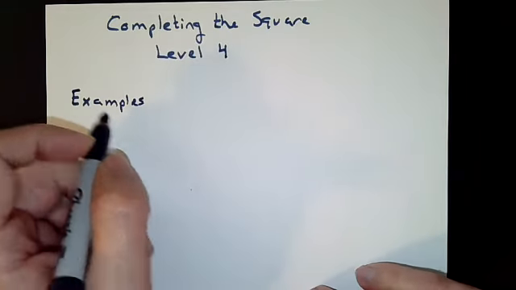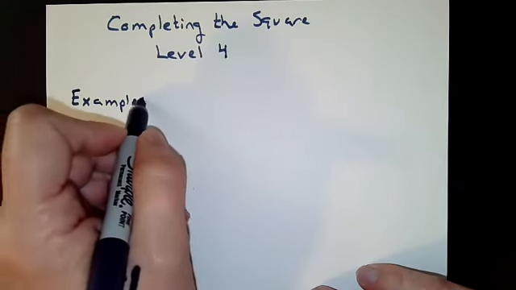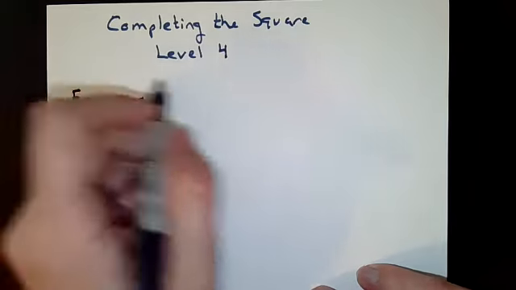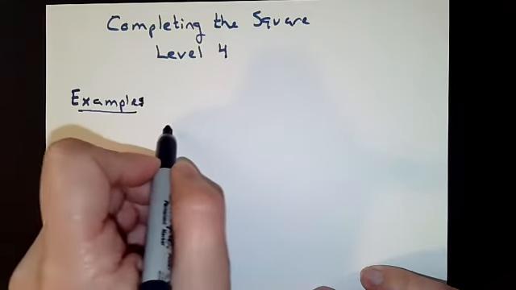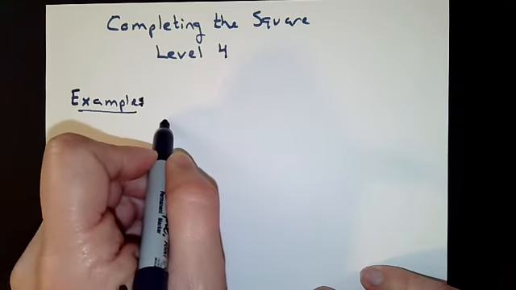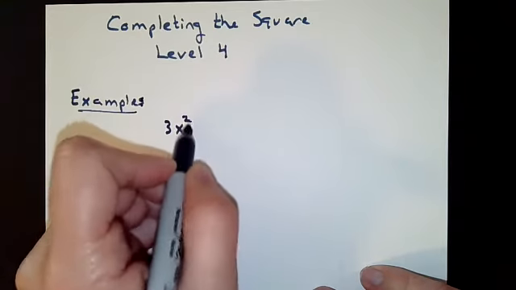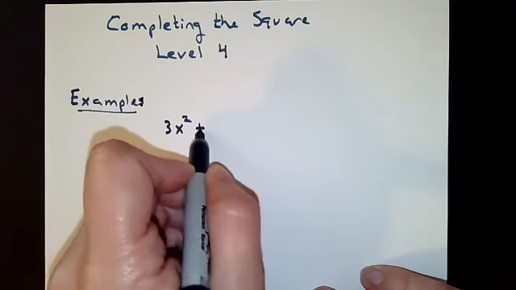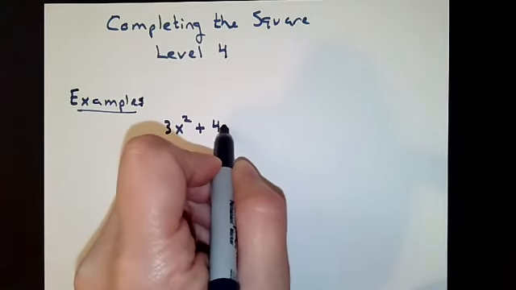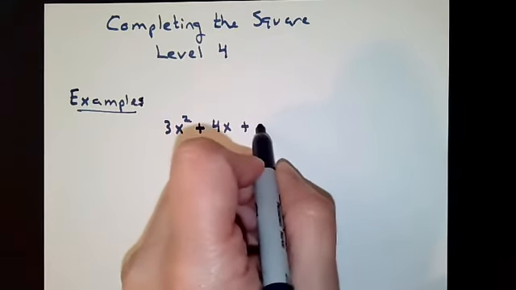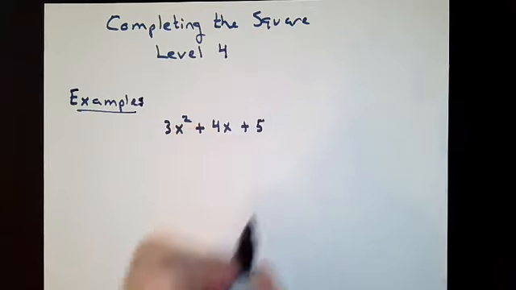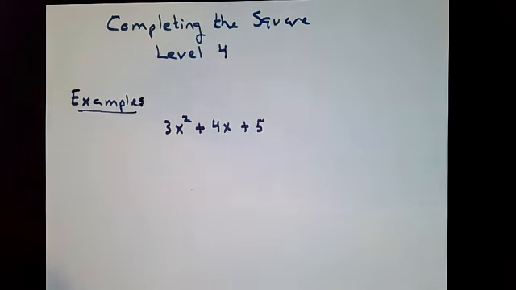So, all right. Oh, sorry, example 1, there we go. So we're going to complete the square this first time on 3x squared plus 4x plus 5.